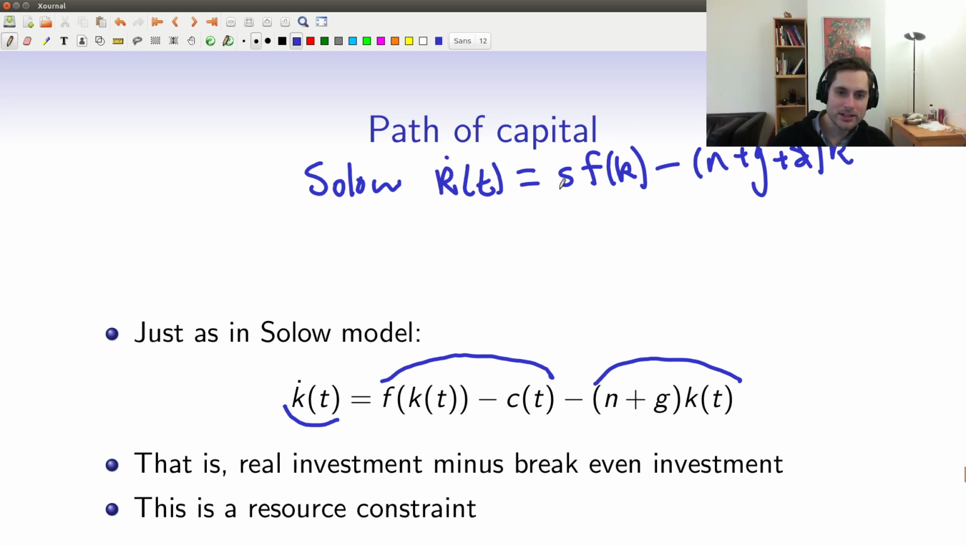And then savings here is not just going to be a fixed fraction of output. It's going to be a household's decision, which is the total amount of output per unit of human capital minus consumption per unit of human capital. So otherwise, this is exactly the same equation. So let's do it. Let's put it on our graph.